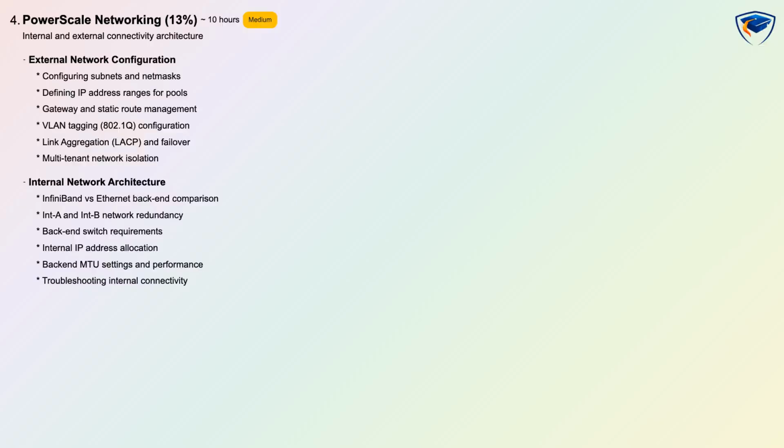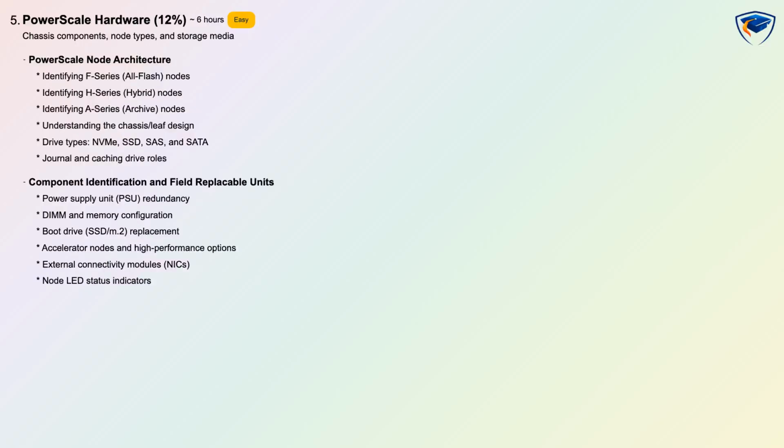You'll delve into internal and external connectivity architecture, including subnets and netmasks, IP address ranges for pools, and VLAN tagging, 802.1Q configuration. Additionally, you'll learn about internal network architecture, including InfiniBand versus Ethernet backend comparison, and int-a and int-b network redundancy. In PowerScale hardware, you'll learn about chassis components, node types, and storage media, including identifying F-Series, all-flash, nodes, H-Series, hybrid, nodes, and A-Series, archive, nodes.